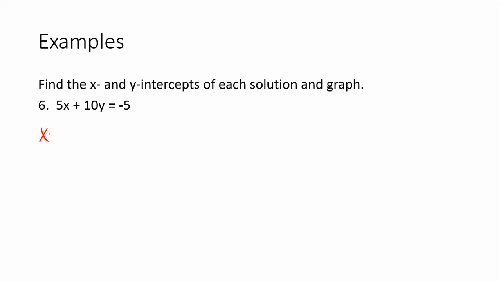Another example, x-intercept and y-intercept. And again, some of you are going to be able to do this with even less work, maybe not even writing the equation at all. If the y term goes away here because I plug a 0 in for y, I have 5x equals negative 5. So we divide both sides by 5, and we get x equals negative 1.